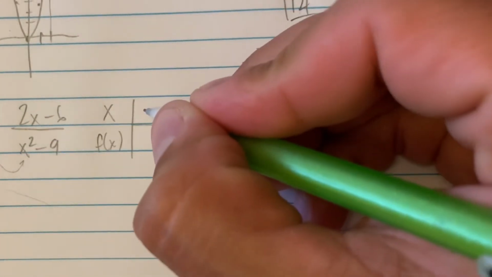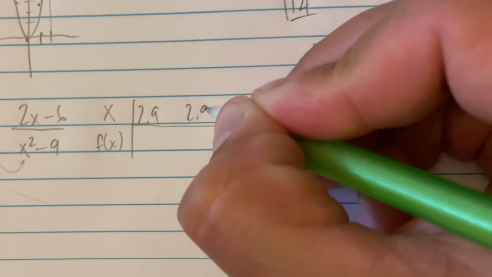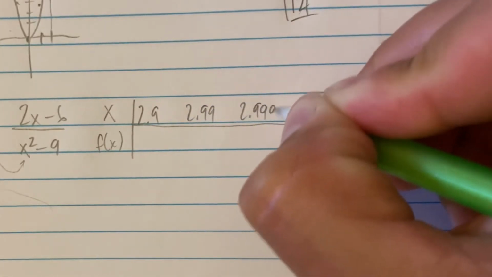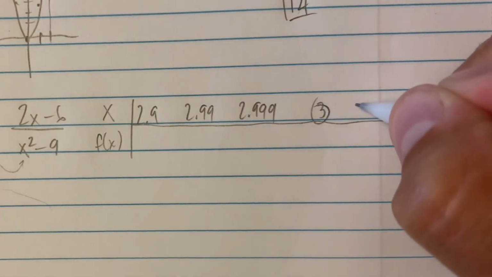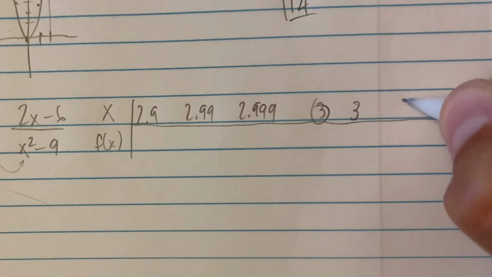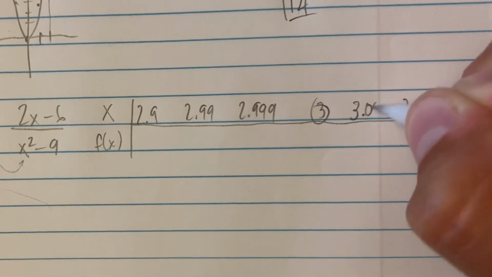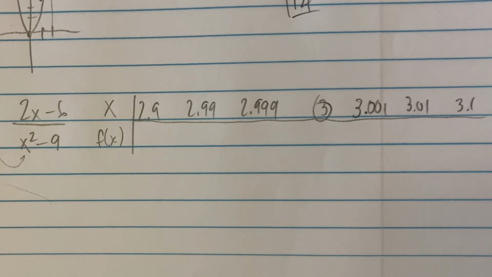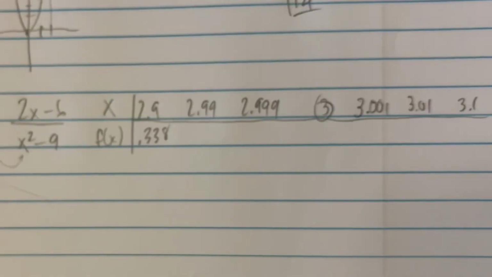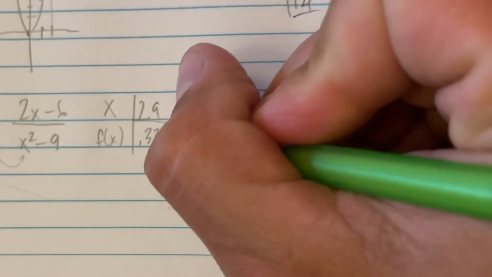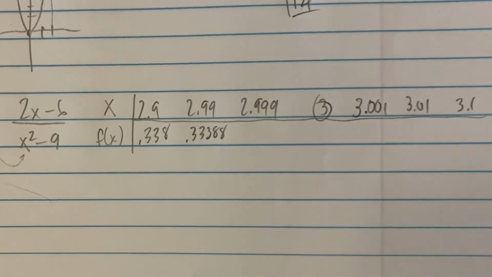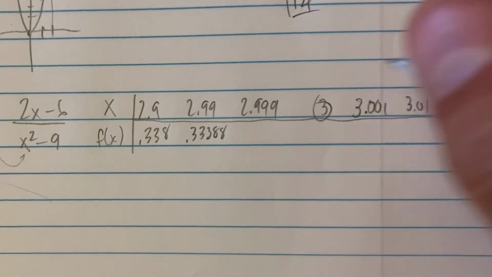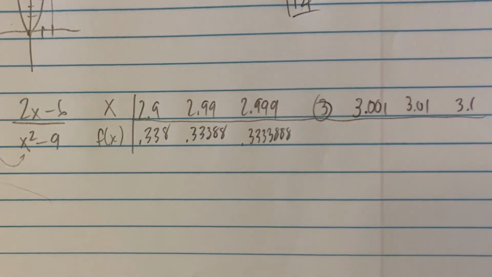If I'm going to approach 3, let's choose 2.9, 2.99, or 2.999, with 3 in the middle, and then 3.1, 3.01, and 3.001 as those numbers get closer and closer to 3. So let's evaluate these numbers and see what the values are. Let's first evaluate this at 2.9. 2.99 will be 0.333888. 2.999 is going to be 0.3333888. I'm just going to round those off a little bit.